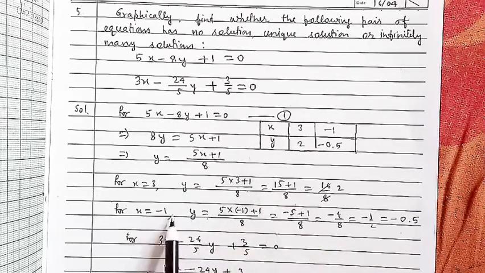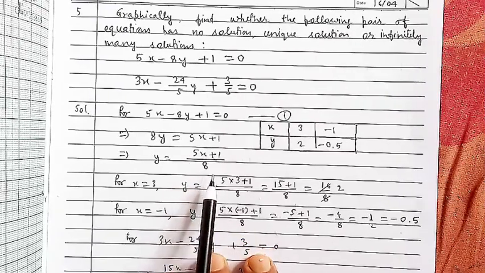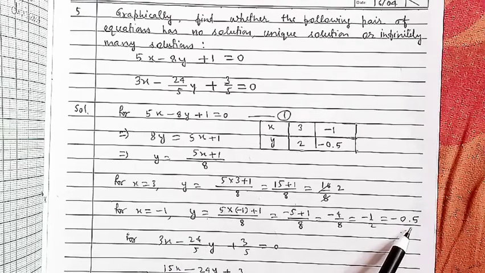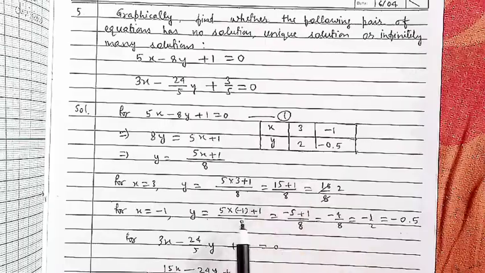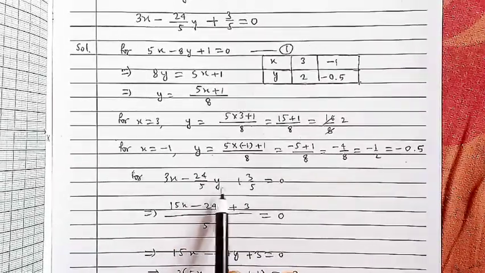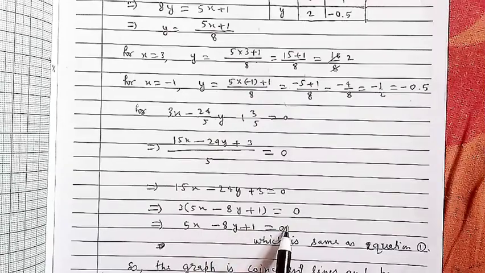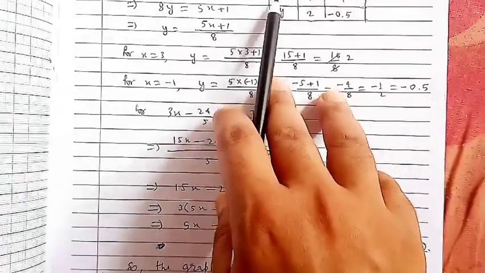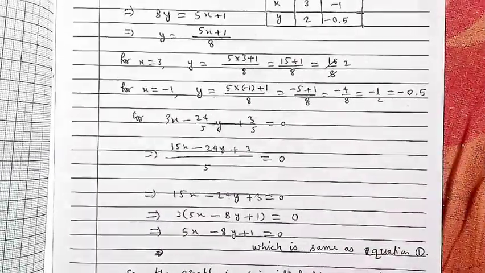For x is equal to minus 1, we get (minus 5 plus 1) by 8, which is minus 4 by 8, which is minus 1 by 2, minus 0.5. It can be plotted. So we take another point minus 1, minus 0.5. If we simplify this equation, we get the equation taken earlier, which is the same as equation 1.